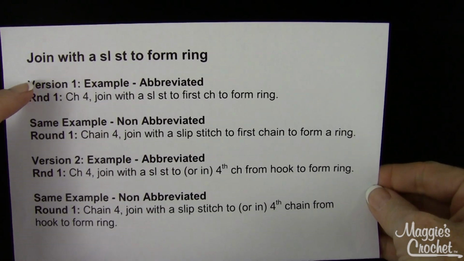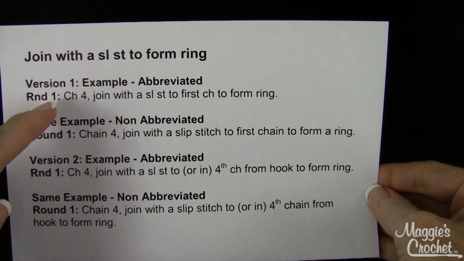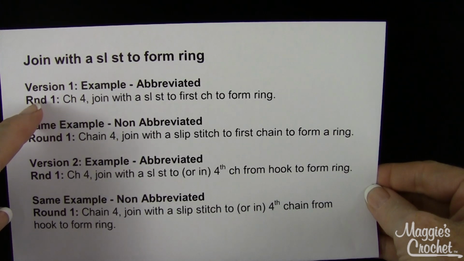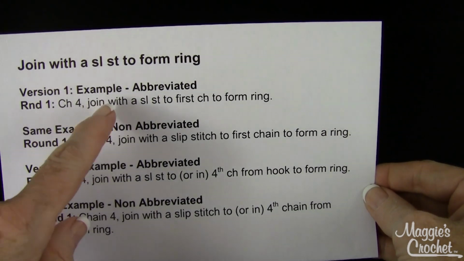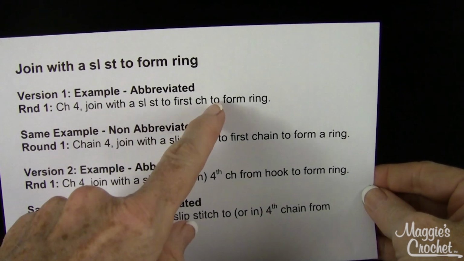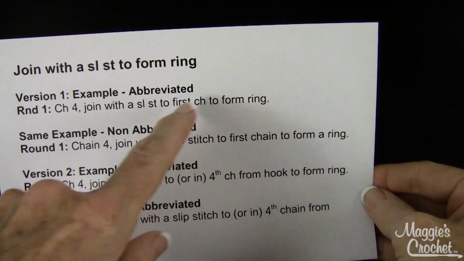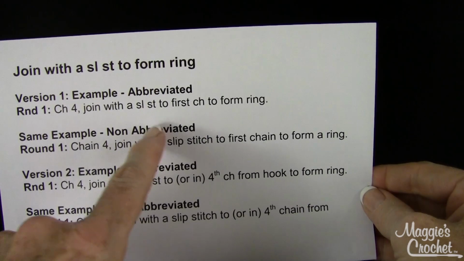In version 1, my example is abbreviated. So you might see the pattern would look like this. It'll say round 1, chain 4, join with a slip stitch to first chain to form ring. So the same example, not abbreviated, looks like this.